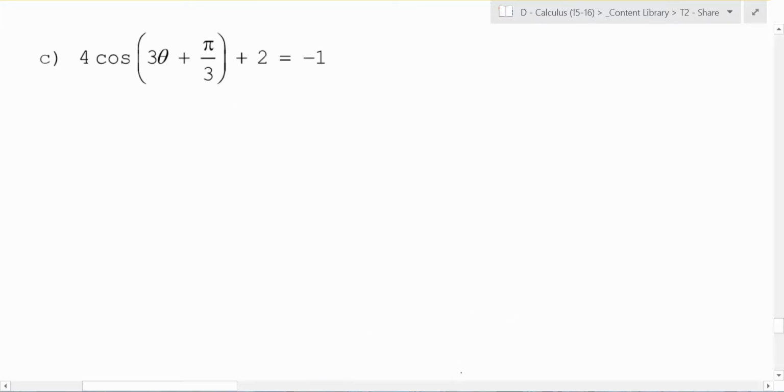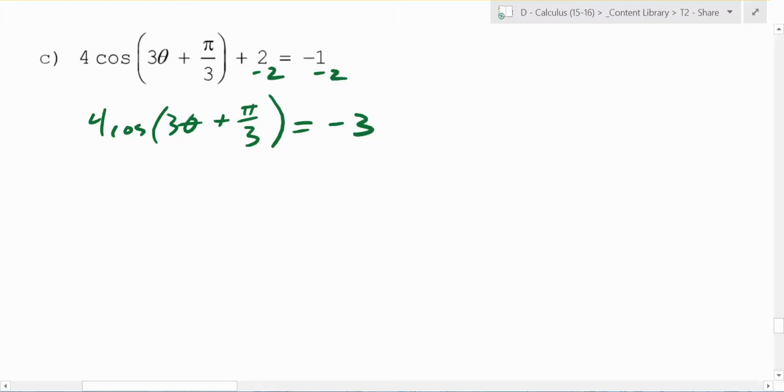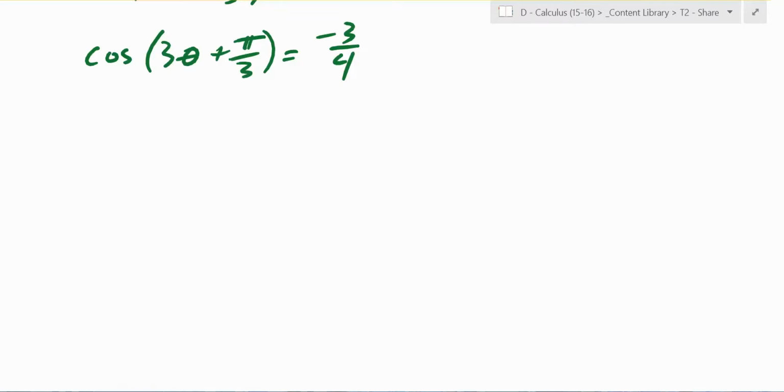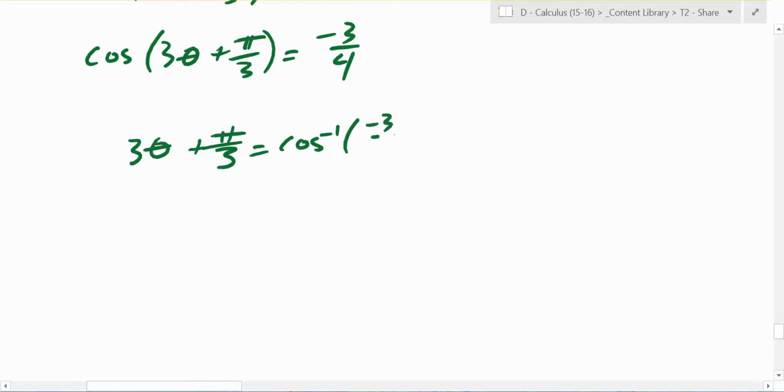So for the next one, what do I subtract first? Someone, Mikey, what do I subtract first? 2. So I get 4 cosine of 3 theta plus pi over 3 equals what? You subtract 2. -3. What do I divide by now, Mikey? The 4. Yeah, so you have cosine of 3 theta plus pi over 3 equals -3/4. What do I have to do now? I've isolated cosine, so I have to undo cosine. Yes, Sarah? So you know that 3 theta plus pi over 3 is equal to what? Well, it's cosine inverse of -3/4.